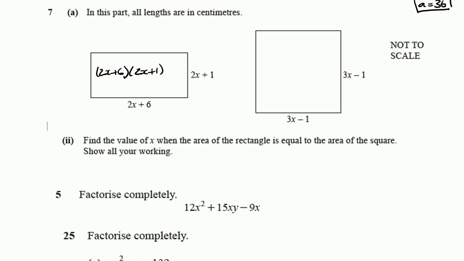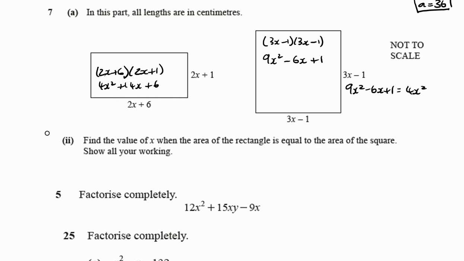I'm going to go ahead and multiply out my brackets, and that's going to turn out to be 4x squared plus 2x plus 12x is plus 14x plus 6. The area of the square is 3x minus 1 times 3x minus 1. That's going to multiply out to give me 9x squared minus 6x plus 1. The area of the rectangle has to equal the area of the square, which means 9x squared minus 6x plus 1 has to equal 4x squared plus 14x plus 6.